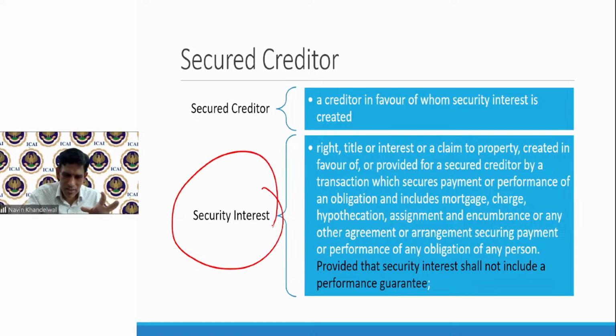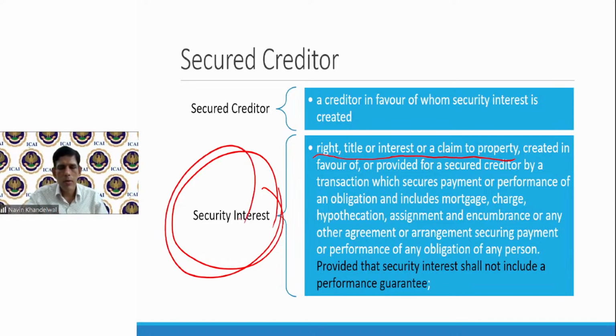Now, what is a security interest? It means we have provided certain security and an interest is created within the security to a bank. That interest may be in the form of right, title, or interest or claim to property by a transaction which will secure the payment or performance of an obligation, which means any mortgage, charge, hypothecation, assignment, encumbrance, or any other agreement which has been made to ensure securing that payment. That transaction is creating a security interest. So wherever you find any security interest, then that will be treated as a secured creditor.